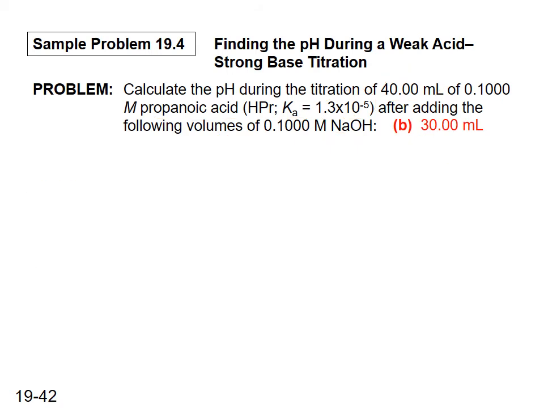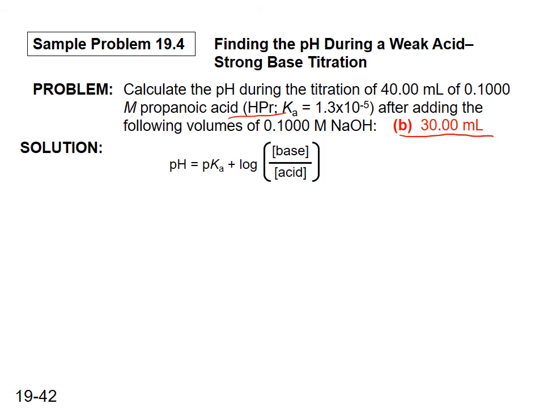Now let's look at B. When 30 milliliters of sodium hydroxide is added to the weak acid, propanoic acid, what is the pH value? Well, first we need to know that when sodium hydroxide is added to the weak acid, the conjugate base is formed. So it's a mixture of acid and conjugate base. And so to calculate the pH, we should use this equation.